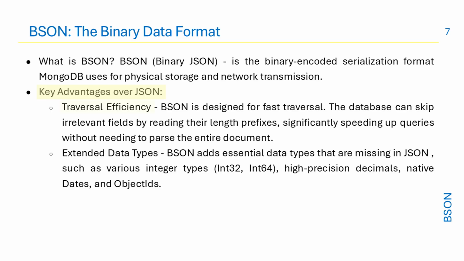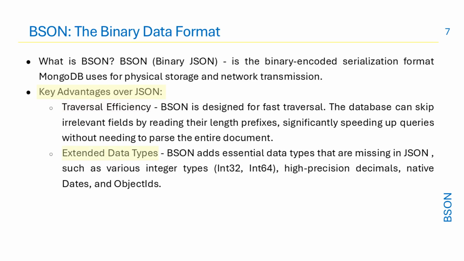First, let's talk about efficiency. BSON is specifically designed to be scanned very quickly by the database engine. Each field in a BSON document is stored with its length in bytes. This means when you query for a specific field, the database doesn't have to read and parse the entire document. It can just read the length of the fields it doesn't need and skip right over them. This makes read operations much faster, especially for large documents.